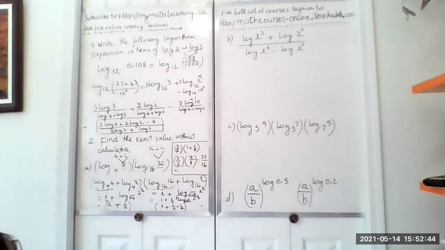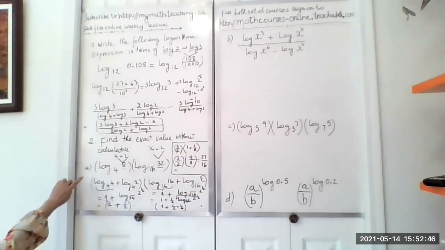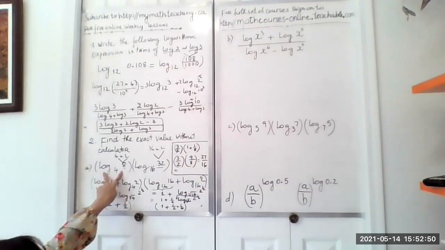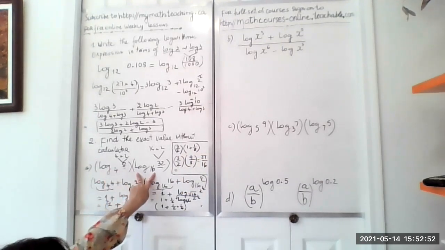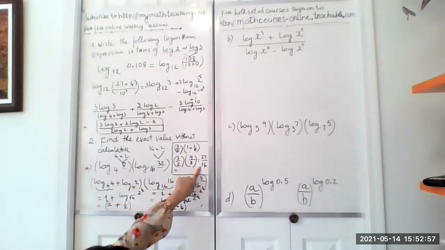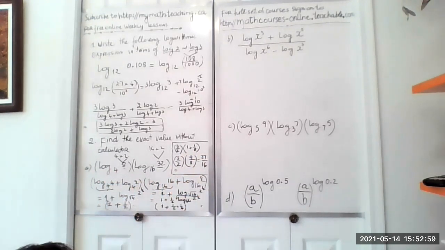16. So that's the answer for the evaluation of this log 4 of 8 multiplied with log 16 of 32. The answer is 27 over 16. So that's the answer.